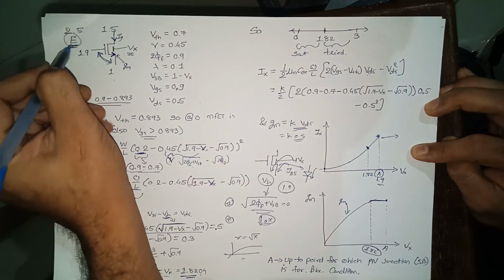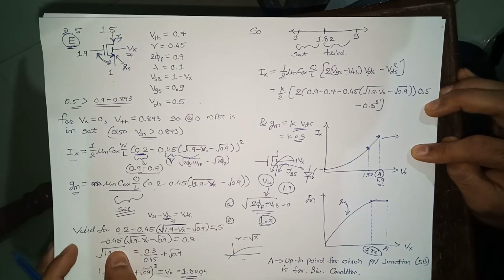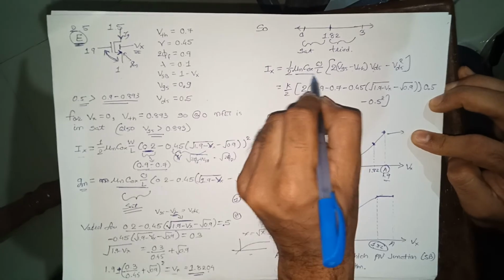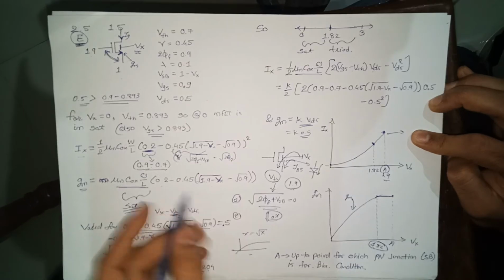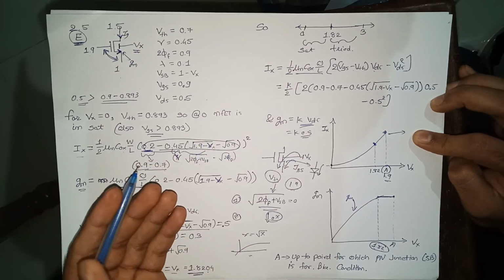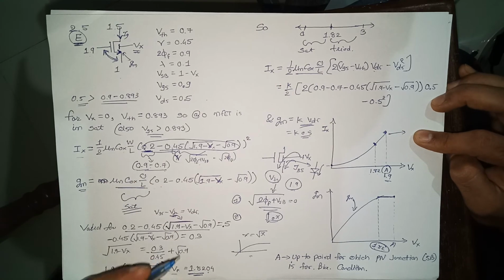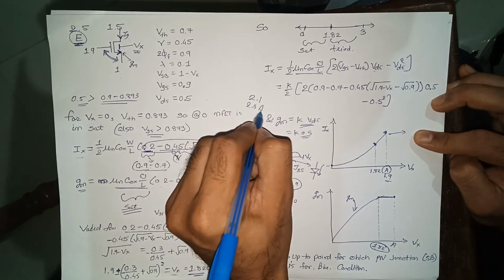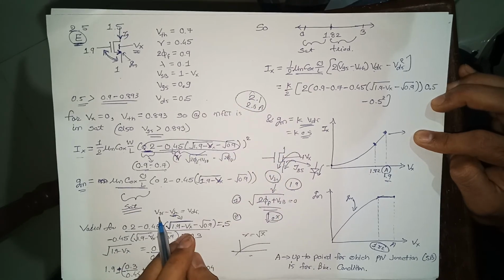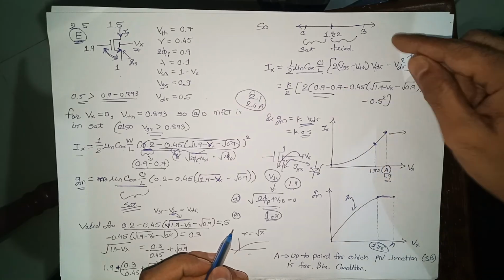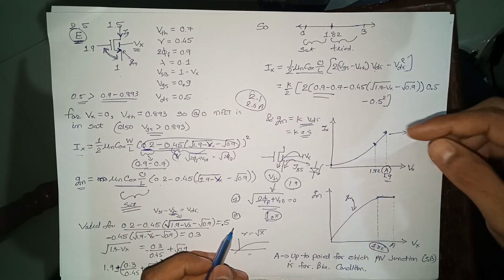This was the last part of 2.5, that is part E. Alright, so how to calculate this mu n Cox W by L, then this VGS minus VTH, those are included in video 2.1 as well as the 2.5a part. You can refer to that. But ultimately, if you are getting this equation, you are almost done. You just need to put in the values and you can derive this graph.